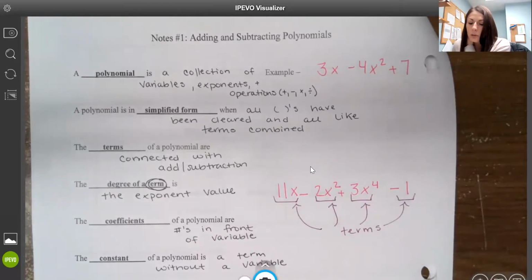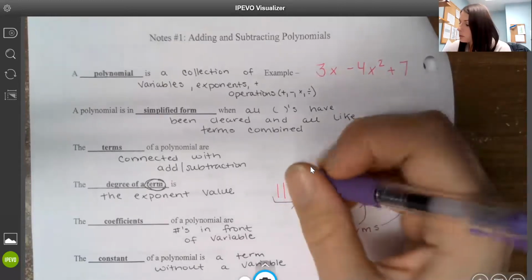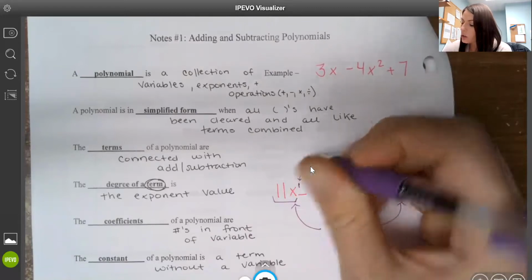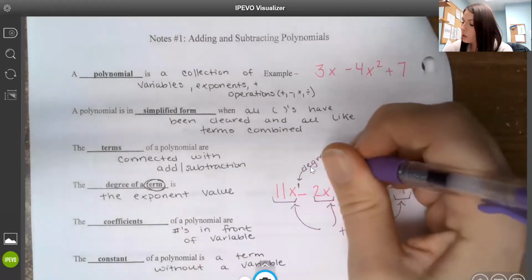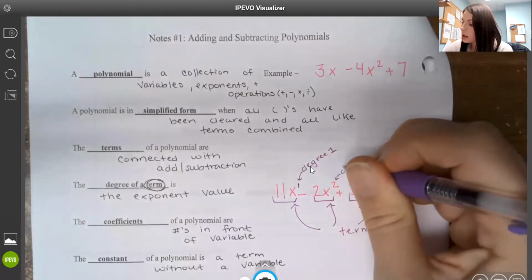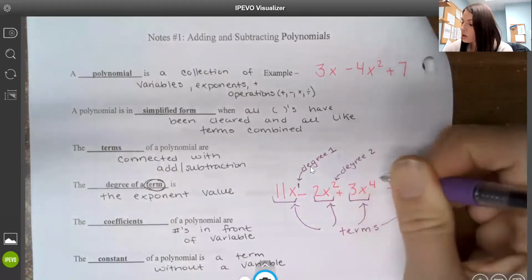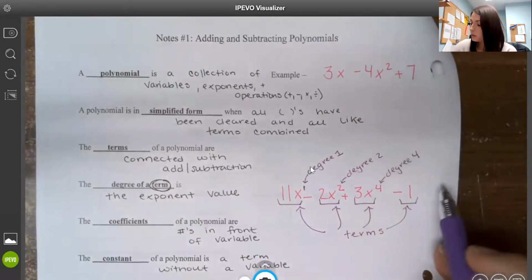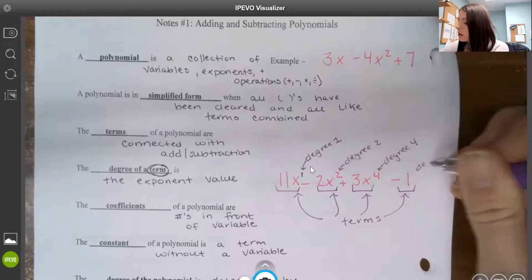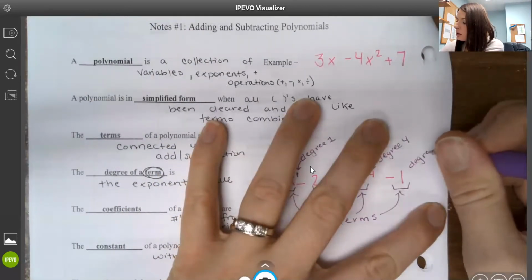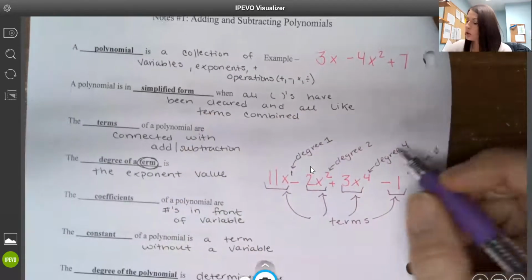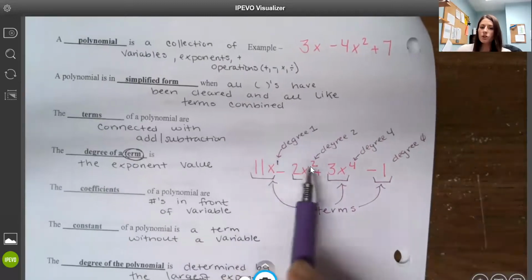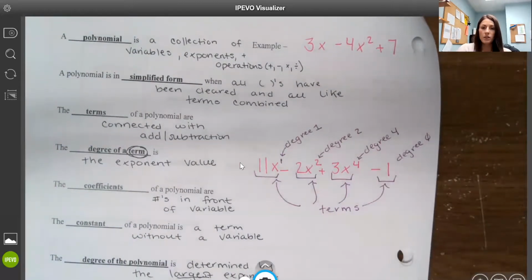The degree of the polynomial is the exponent. This is an exponent of 1. This would be a degree, I said polynomial, but I was talking about degree of a term. This is a degree 1. This is a degree 2. This is a degree 4 term. And this would be a degree 0 term. There's no exponent at all here. There's no variable term at all here. Okay, so each of my terms can be classified by degree.